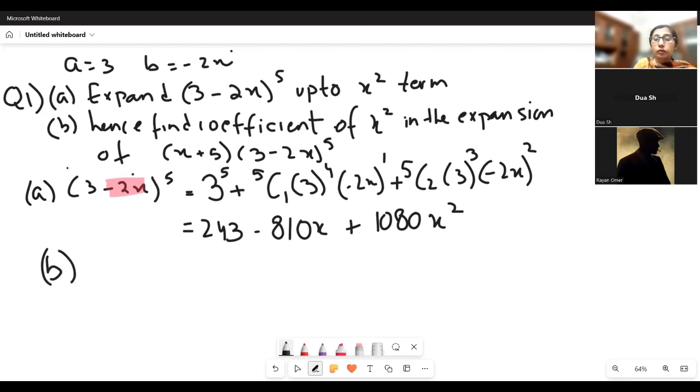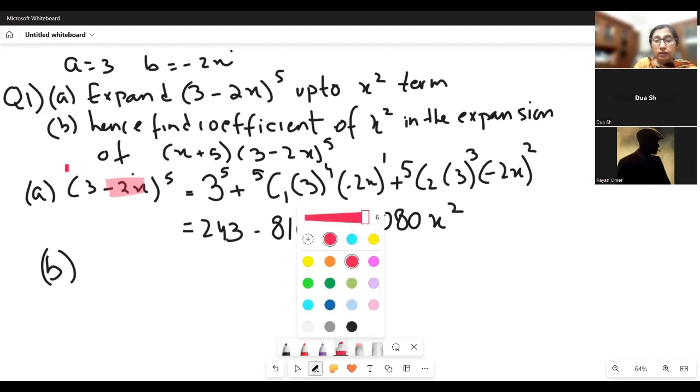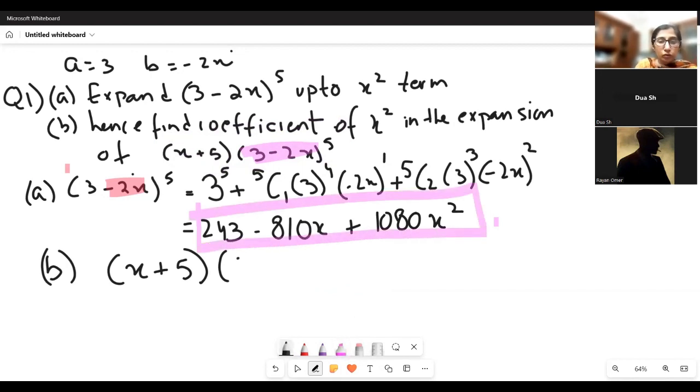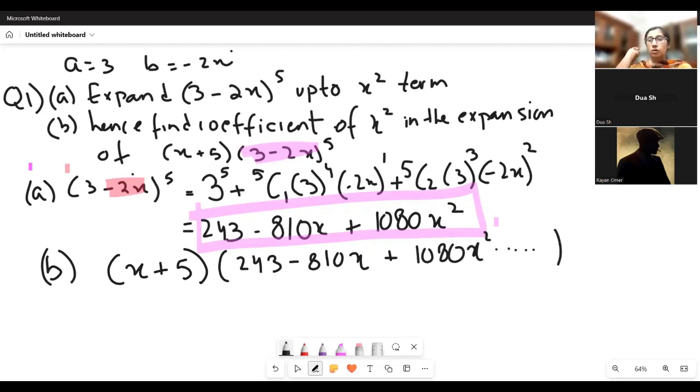Hence means you have to use this answer. Hence, find the coefficient of x squared in the expansion of this. So we've already expanded the right expression. Instead of (3 - 2x)^5, I'm going to write its expanded form. So it's going to be 243 minus 810x plus 1080x squared. There are more terms beyond this, but we were asked to stop here, so we did not proceed.